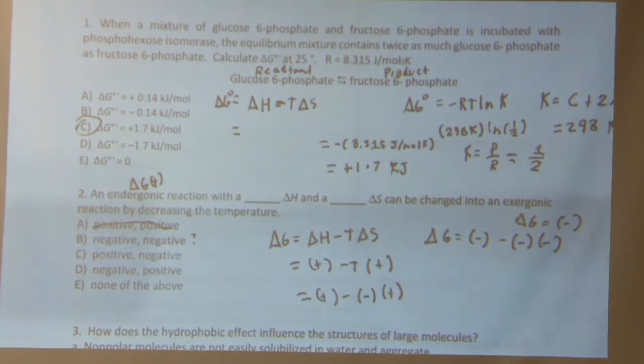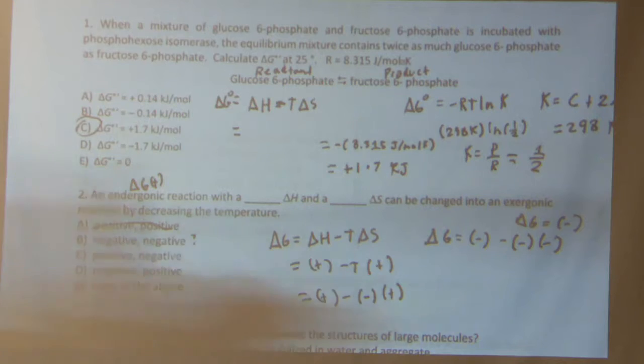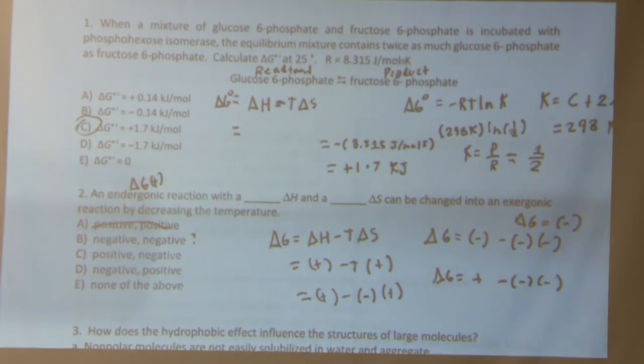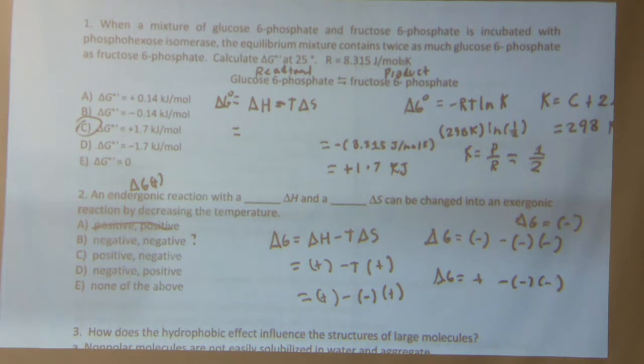So again, if we substitute positive as well as positive minus minus. What would that leave us with? Depends. So it depends on the variable. So what's a more important factor, delta S or delta H, in determining exergonic or endergonic? What's more variable?